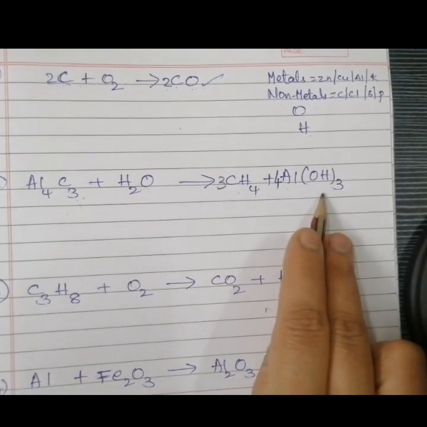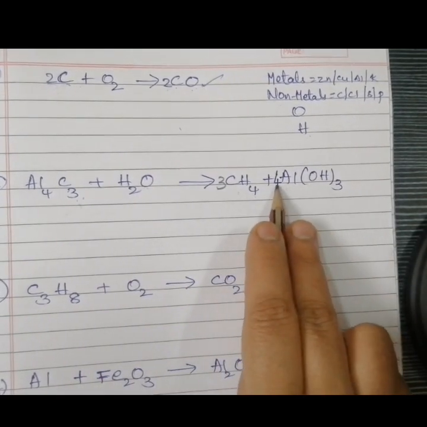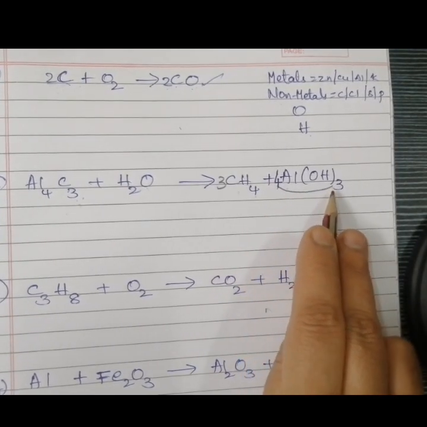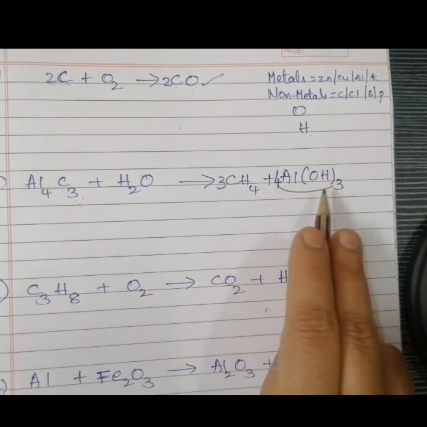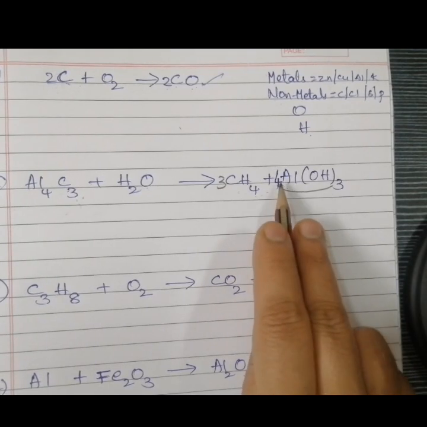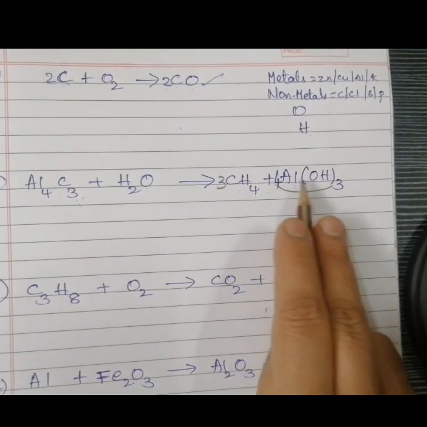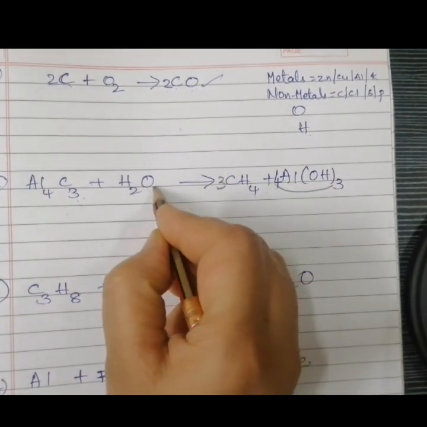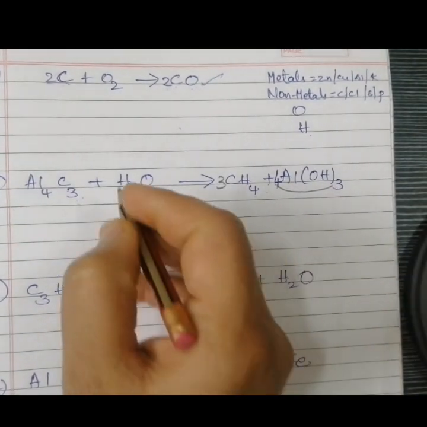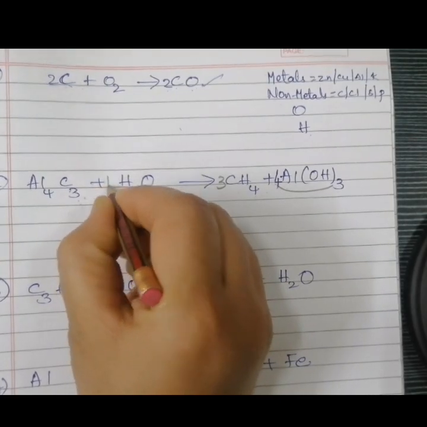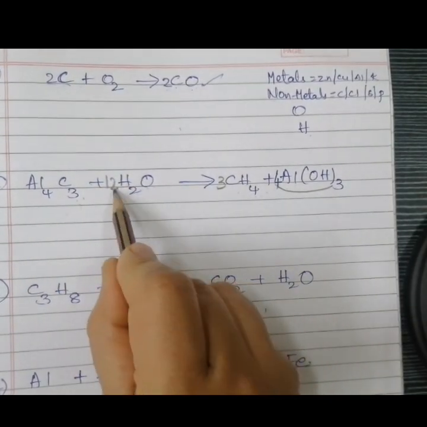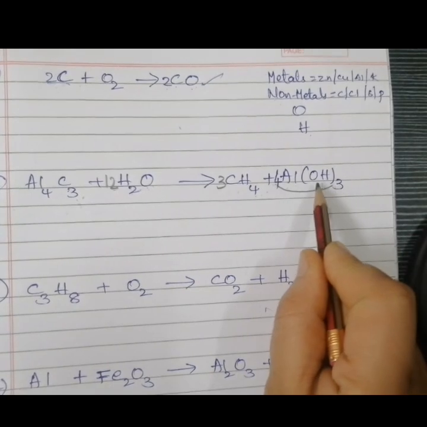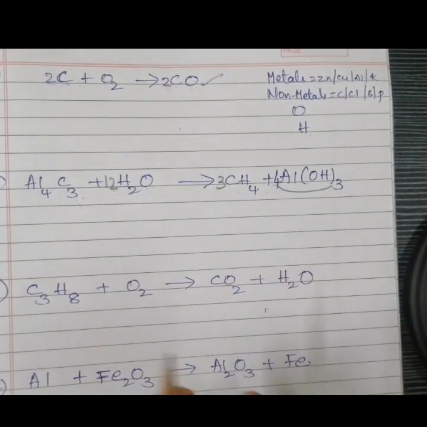Okay. How many oxygens are there here? See here, 4 3s are 12. 12 oxygens are there here. How many oxygens are there here? Only one oxygen. Here 12 oxygens. So what will I write here? 12 I will write here. 12 oxygens. 4 3s are 12 oxygens.